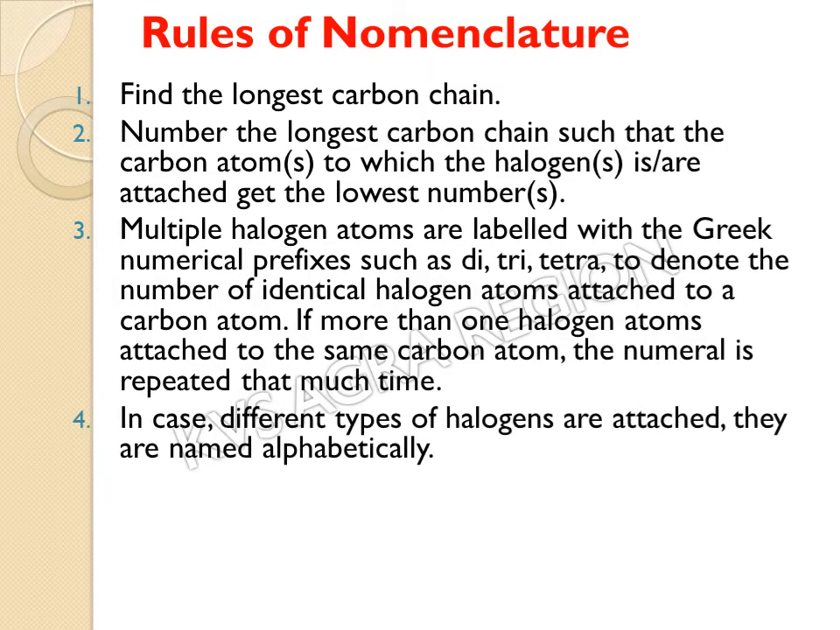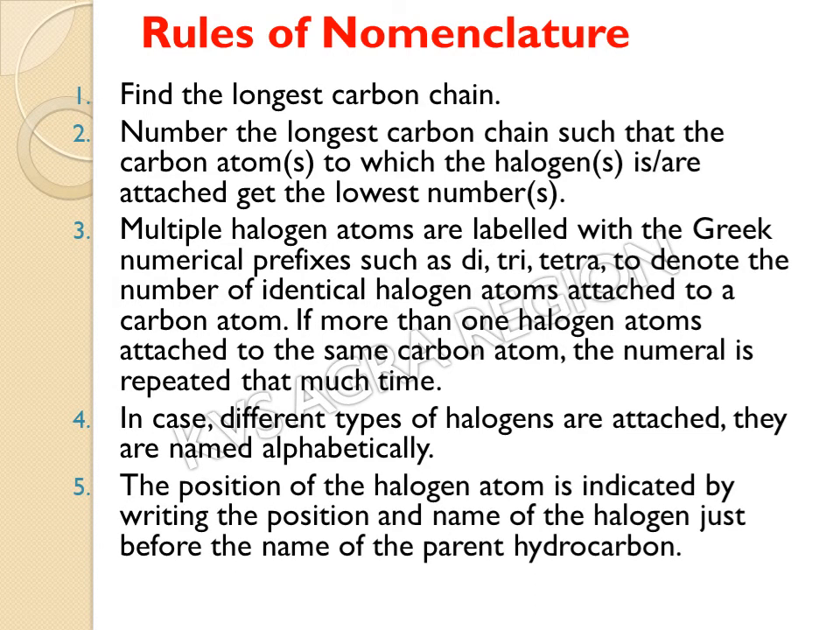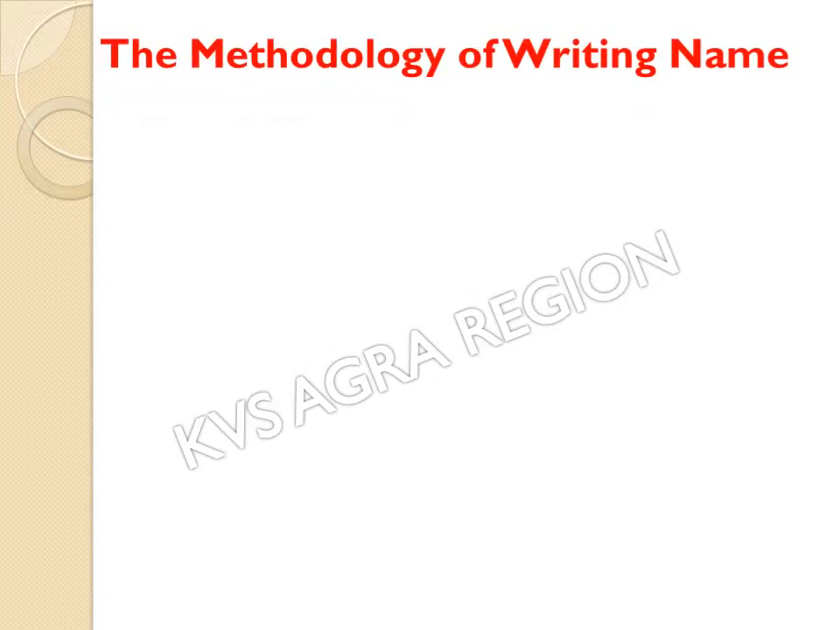After that, if different types of halogens are attached, then they are to be named alphabetically. For example, chloro, bromo. So B comes first, so bromo will be named first, followed by chloro in alphabetical order. The position of halogen atom is indicated by writing position and name of halogen just before the name of parent hydrocarbon. It means halogens are always taken as prefix. The methodology of writing name.